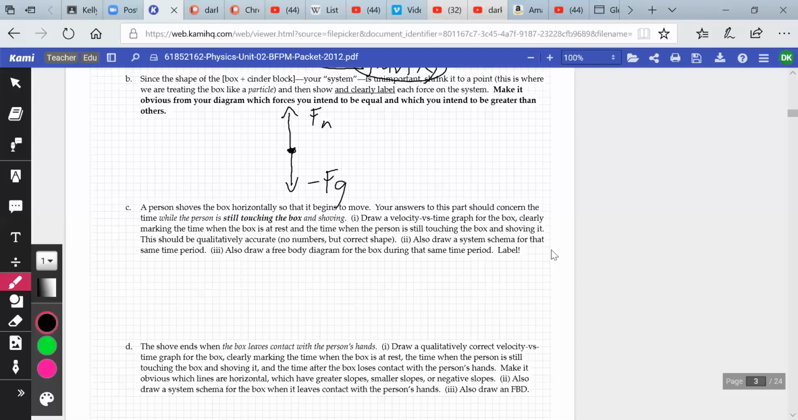Okay, so first thing we want to do is draw a velocity time graph for the box. So the time when it goes from being at rest to motion. So velocity time graph like that. So we're clearly marking the time when it's at rest and the time when the person is still touching the box and shoving it.